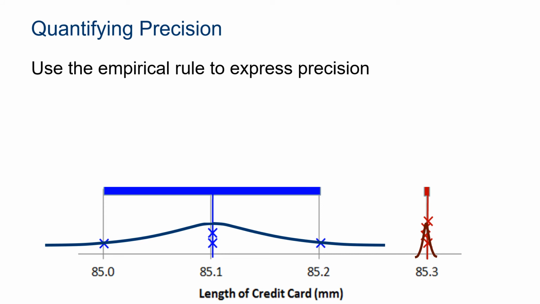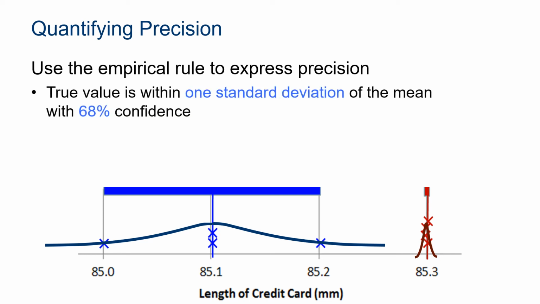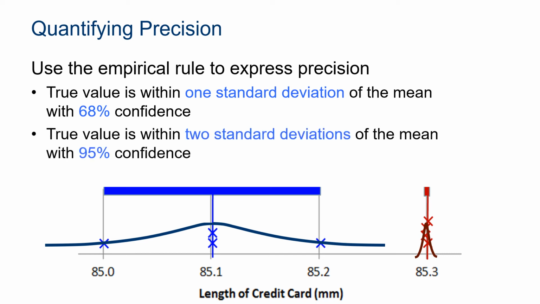So you can use the empirical rule to quantify precision based on a set of measurement data for a specific quantity. Precision can be indicated by giving a range of values using a plus-minus notation and a level of confidence that the true measurement value is within that range. So, for example, you can state with 68% confidence that the true value of a measurement is within one standard deviation based on multiple measurements of that quantity. Likewise, you can state with 95% confidence that the true value of a measurement is within two standard deviations of the mean.